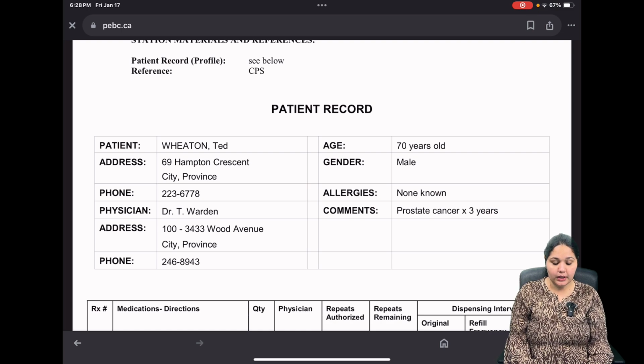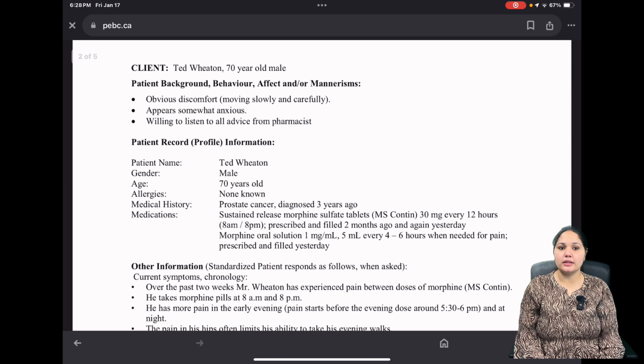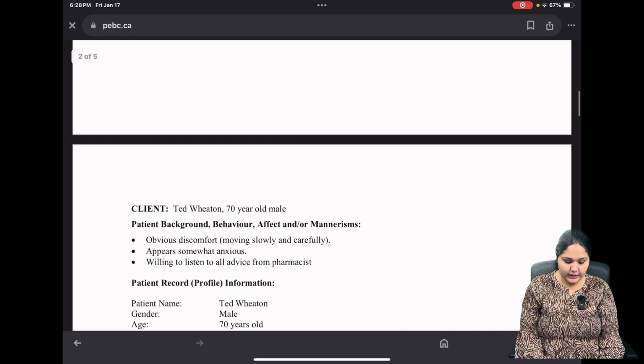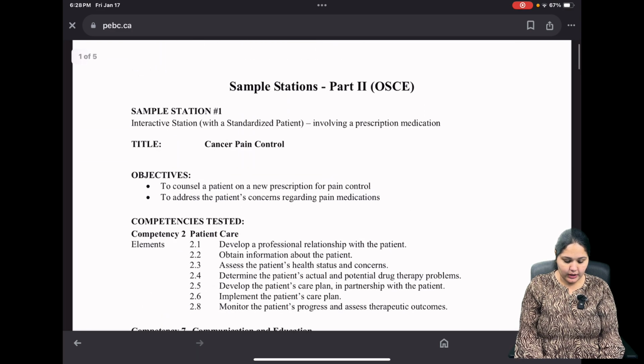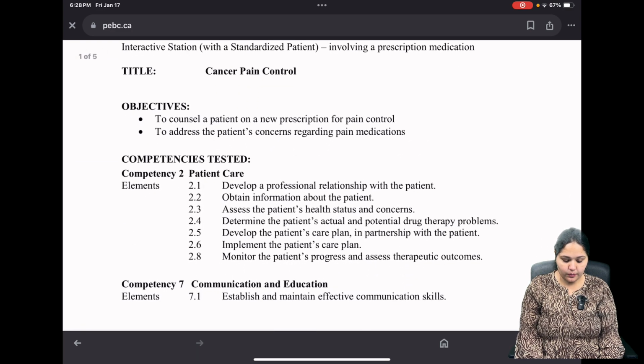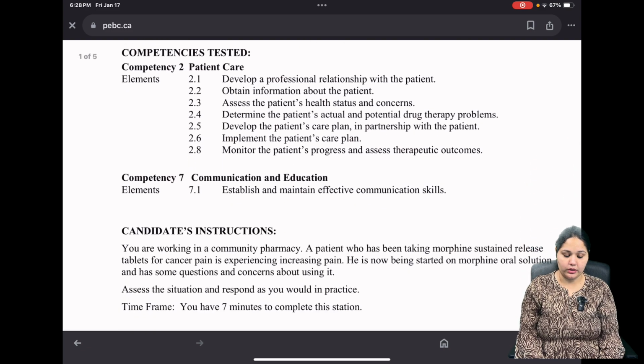Sometimes the prescription is for the patient, but the person who comes to pick up or drop off may be a caregiver or somebody else. Every scenario for the OSCE has some competencies that need to be checked. For example, in this particular station, they are checking the competency related to patient care and the competency related to communication and education. In this case, patient care is a must.